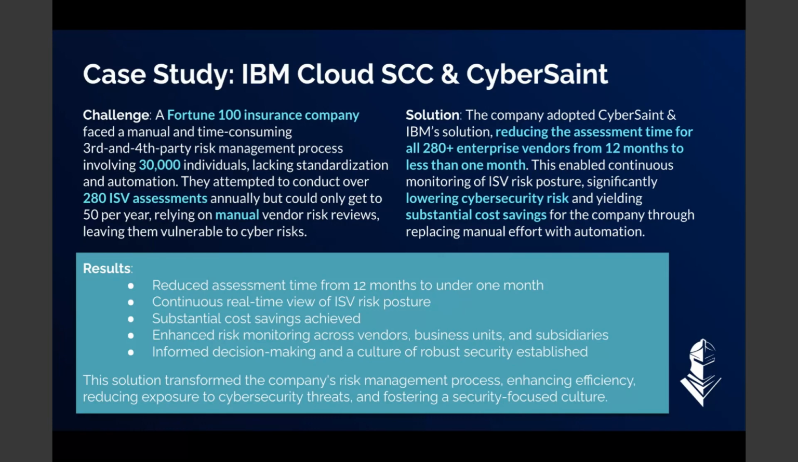Massive cost savings achieved, enhanced risk monitoring across vendors, business units, and subsidiaries, because they can actually get ahead of the risk now. Informed decision-making and a culture of robust security actually established. So this is just a glimpse into what automating at the level of the ISV, at the level of third and fourth party risk can do.